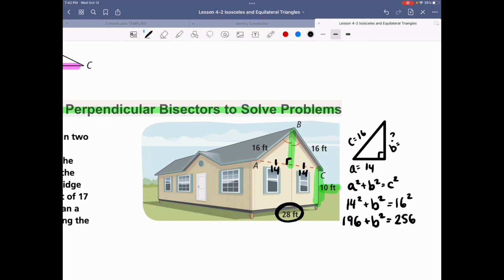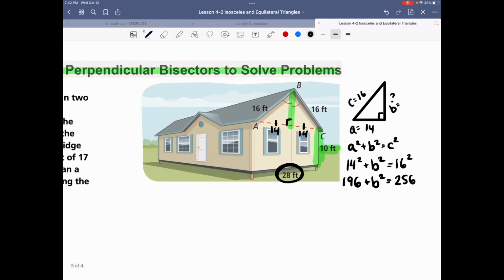Solving for b, I'm going to subtract 196 from 256. That cancels this. This will be 0. This will be 6. So b squared equals 60. And then I have to take the square root of both sides. So the square root of b squared and the square root of 60. The square root of b squared is b.